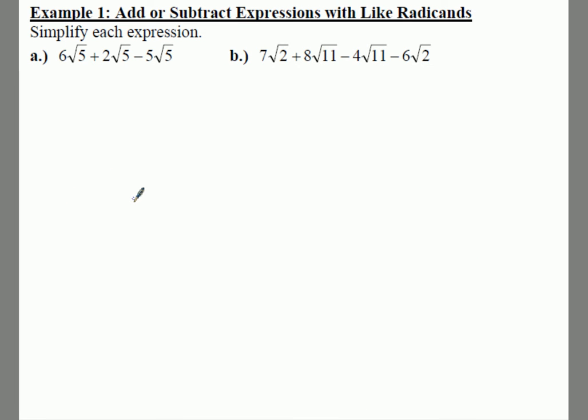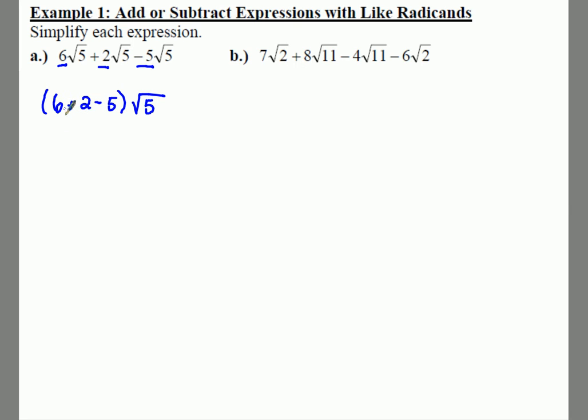So let's try example 1 here. In A, we have to simplify this, and it says we have a 6 radical 5 plus a 2 radical 5 minus a 5 radical 5. All these can be added together because they all have a radical 5. So I'm going to group together my 6 plus 2 minus 5. Those are all our coefficients, and those are just going to be in front of our radical 5.